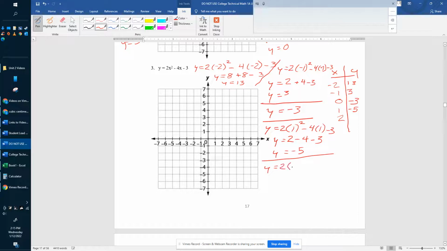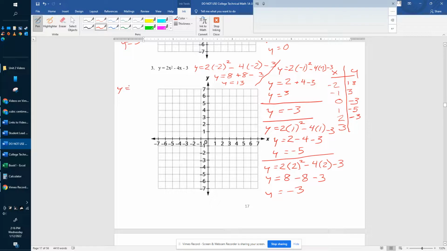Y equals 2 times 2 squared minus 4 times 2 minus 3. Y equals 2 times 2 is 4 times 2 is 8 minus 8 minus 3. Y equals -3. So we can see here we have that same mirror effect right after our -5 this time. We have a 3 and a 3. I bet if we put a 3 in here, we're going to get a positive 3 to come out. Let's try that. You want 5 points that actually work in your graph, and you want to make sure you see that mirror reflection point where the numbers start repeating themselves.